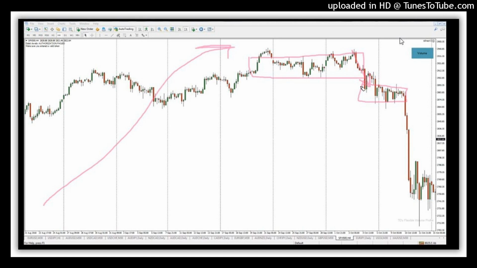Now, here is basically the same scenario as before. Those 3 rejections of higher prices worked as a resistance in the past. Also, this weak high worked as a resistance in the past. Now, let me draw a line in here. And this is exactly the place where the pullback occurred. This is exactly the place where the price reacted.